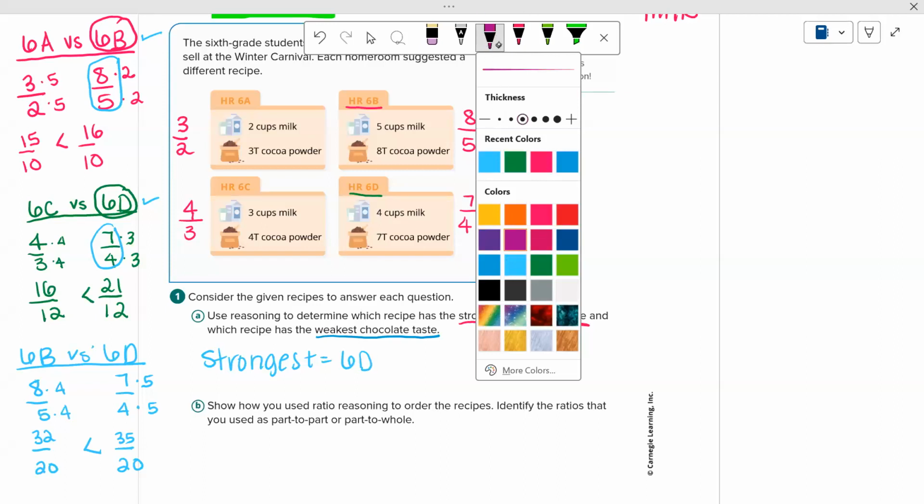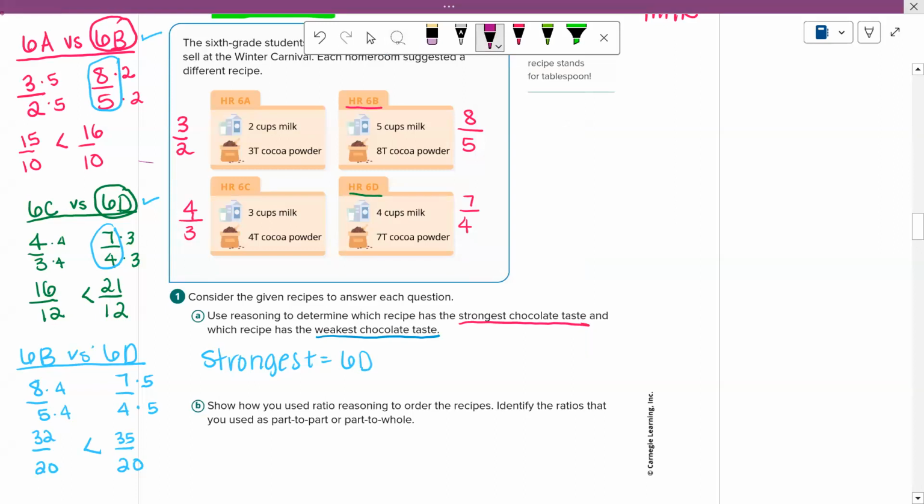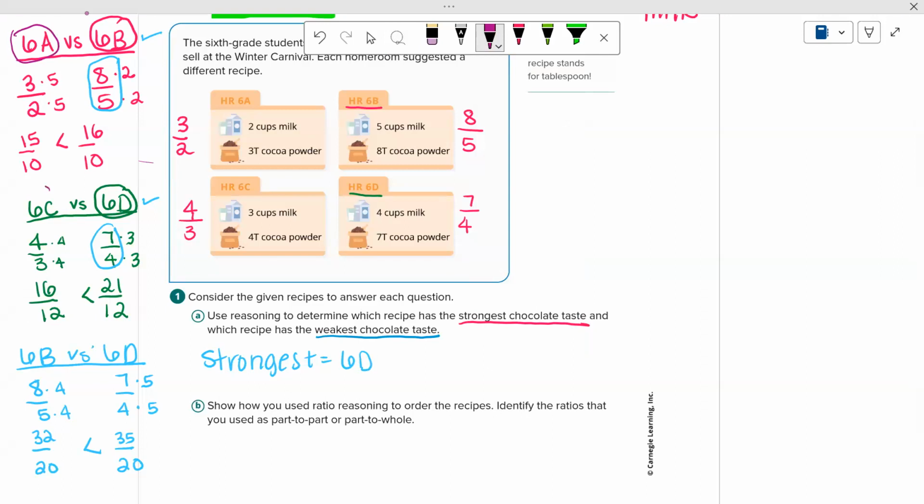We know from doing all of our calculations over here, 6A was weaker than 6B, and we know 6C is weaker than 6D. So now we just have to compare the losers of our battle rounds, right? So now for weakest, we're going to compare the losers from the first battle. So we had 3 halves. Oops, let me write this, sorry. We're going to compare the weakest, which is going to be 6A versus 6C, and see who had the weakest.